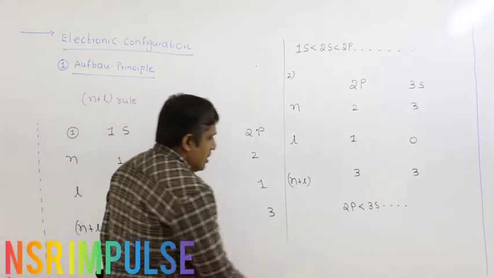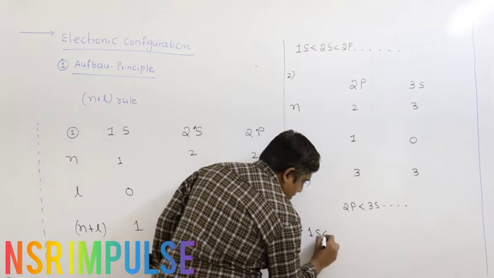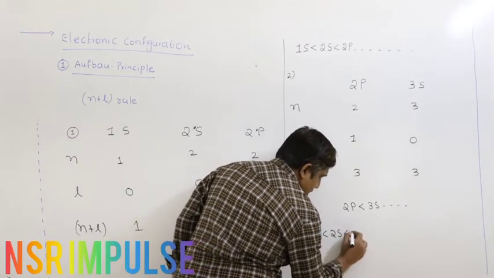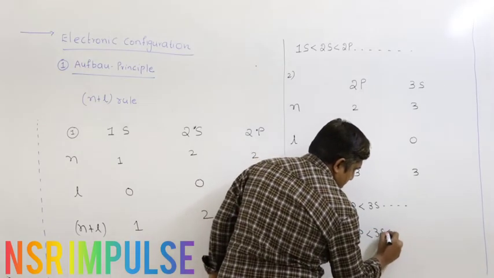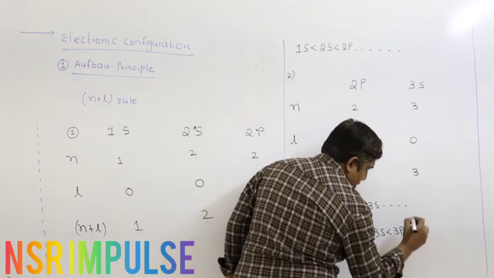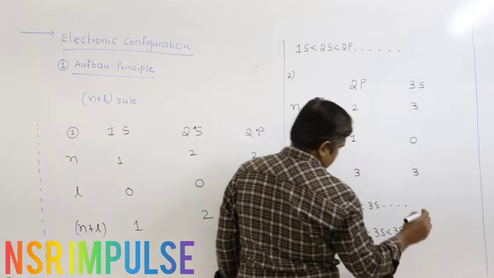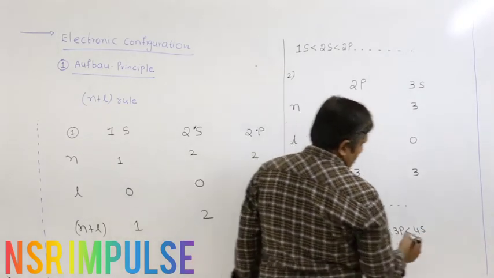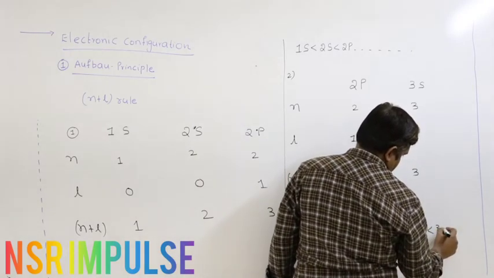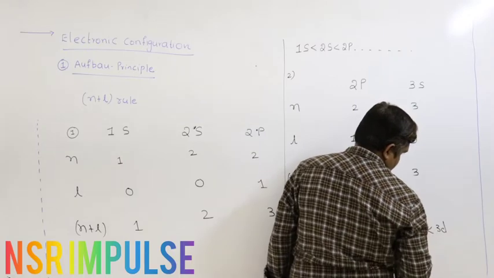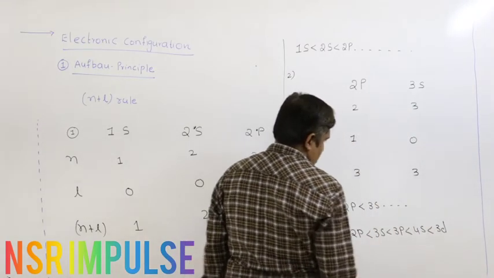So, this is the order. You can find it. 1s less than 2s less than 2p less than 3s less than 3p less than 4s, 3d and so on.